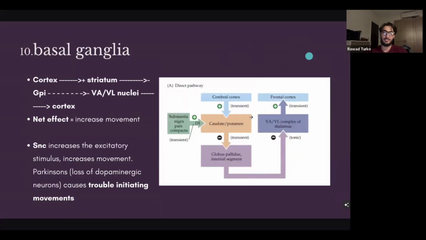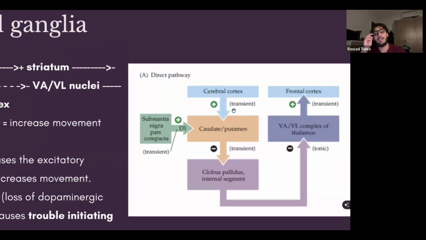So we have the direct pathway first. Let's say for a second, ignore anything that has to do with the substantia nigra. Let's say we decide to make a movement. I would like to reach and grab this water bottle. My cerebral cortex is going to make that decision. It's going to go to the major input, which is the striatum, the caudate or the putamen, and it's going to send glutamate neurotransmitters to activate the striatum.